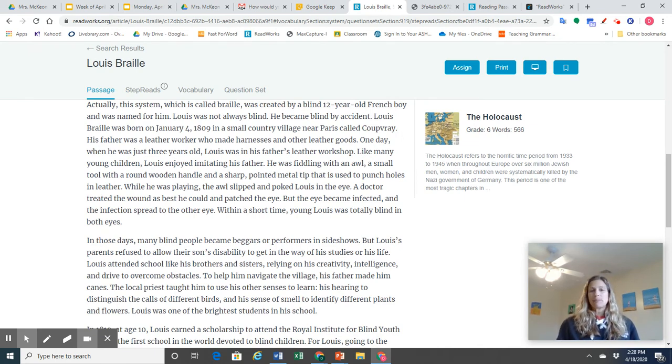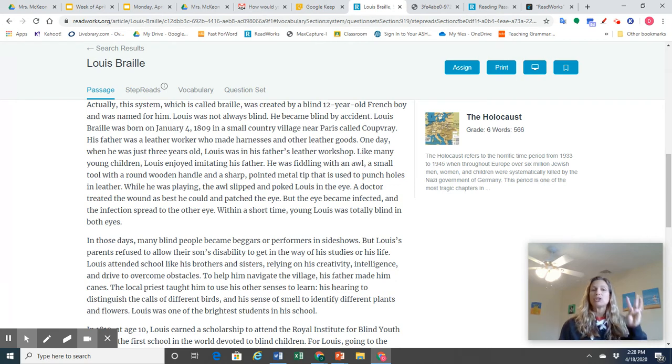Louis was not always blind. He became blind by accident. Louis Braille was born on January 4th, 1809, in a small country village near Paris called Coupvray. His father was a leather worker who made harnesses and other leather goods.